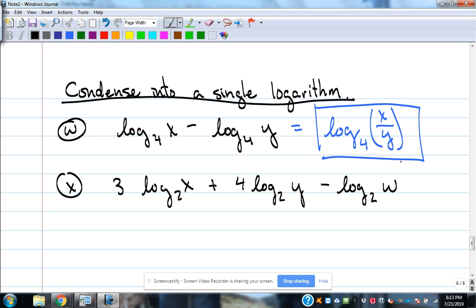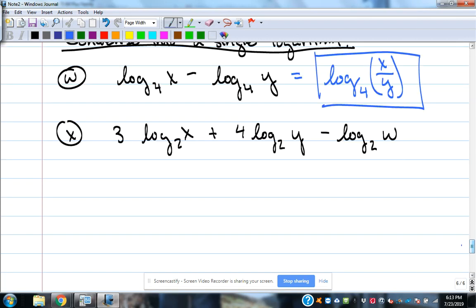All right, so this one has 3 pieces. It's 3 log base 2 of x plus 4 log base 2 of y minus log base 2 of w. So we want to condense this down into one single log base 2. And you can do that in one step, or maybe take a couple of steps to help us understand. Okay, so first thing that you should notice is there's numbers in the front. Those numbers in the front need to go back up as exponents. There's not a number in the front here for the w, so we just leave it that.